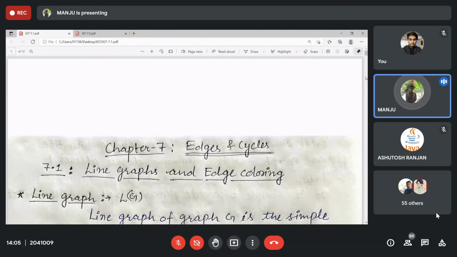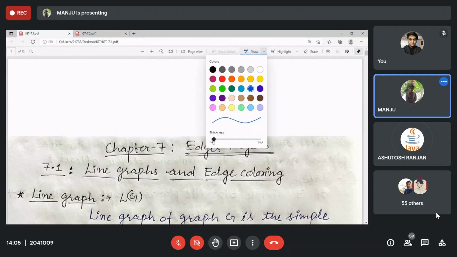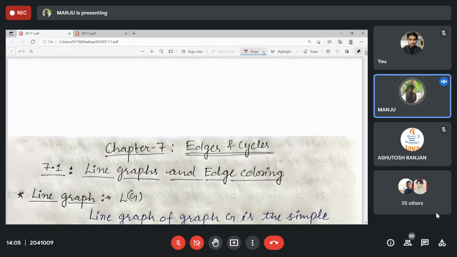So we have done vertex coloring, right? Yes, ma'am. Can you quickly revise any one of you? Vertex coloring, chromatic number, proper coloring, and all that.